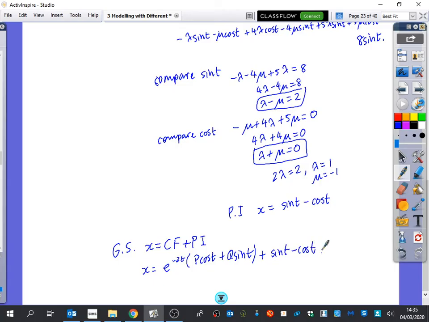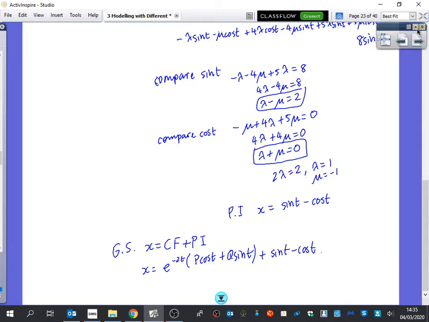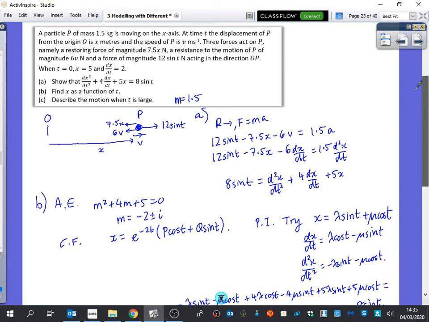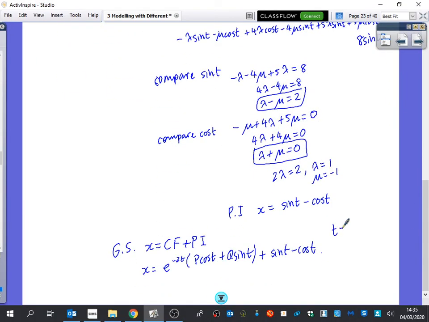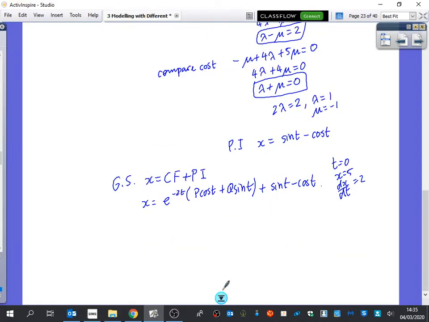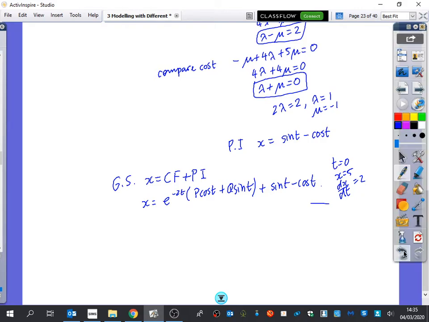And then we use the information given. The information given was t equals 0, x equals 5, dx/dt is 2. Now continue what we did before. So let's sub in t equals 0 and x is 5. So we get 5 equals, subbing in 0 here, p, subbing in 0 here, 1, minus 1. So p equals 6.